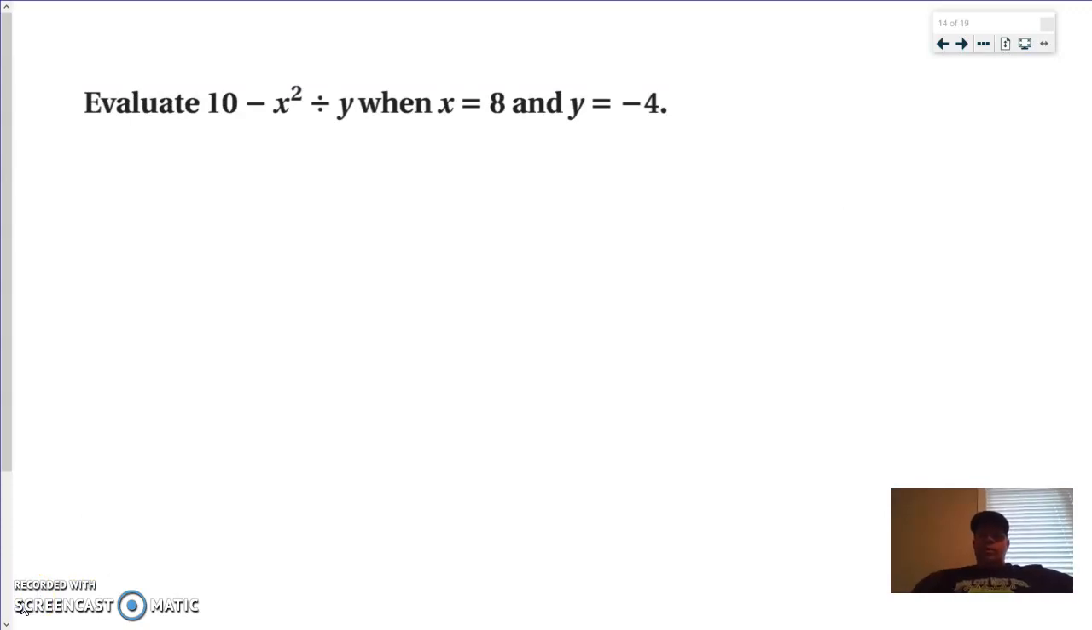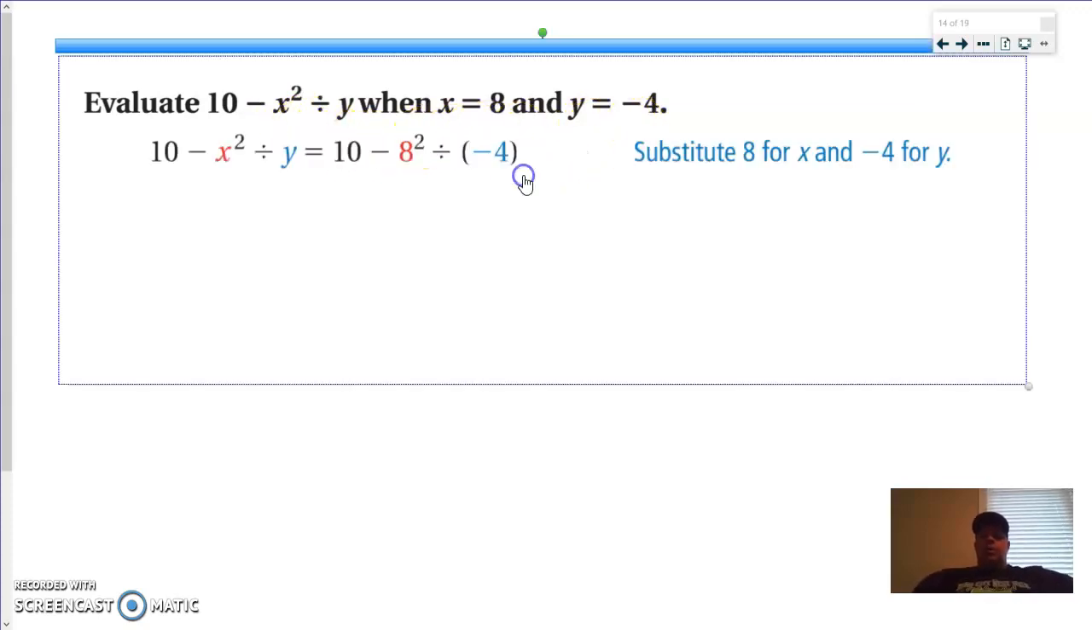One of the things that we are going to do differently today is we are going to evaluate a problem when we are given what x is and what y is. So the first thing that we have to do with this problem, 10 minus x squared divided by y, when x equals 8 and y equals negative 4, is to substitute those 8 in for x and negative 4 in for y. So you can see we have 10 minus 8 squared divided by negative 4.